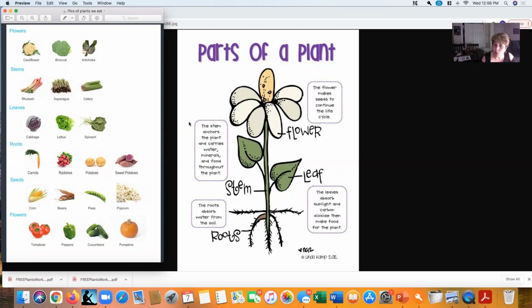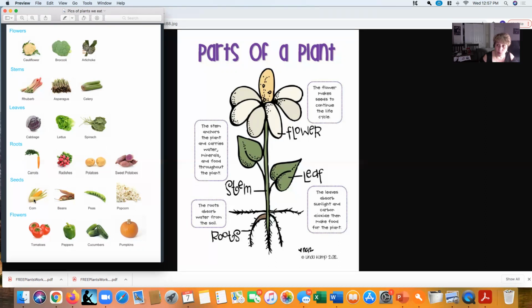And today we're going to talk about how all these parts of a plant can be edible. Remember the word edible? Edible means that you're able to eat it. And here on this part of the screen, you could see some of the different fruits and vegetables that we do eat and what part of the plant they come from. Cauliflower, broccoli, and artichokes are flowers of a plant. Rhubarb, asparagus, celery, those are stems of a plant. Cabbage, lettuce, and spinach are leaves of a plant. Carrots, radishes, potatoes, sweet potatoes, those are the roots of a plant.